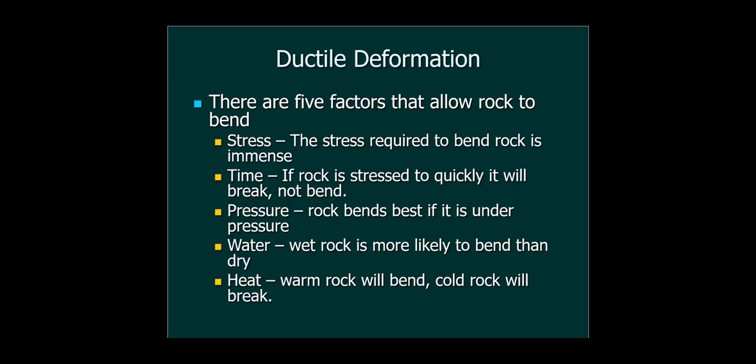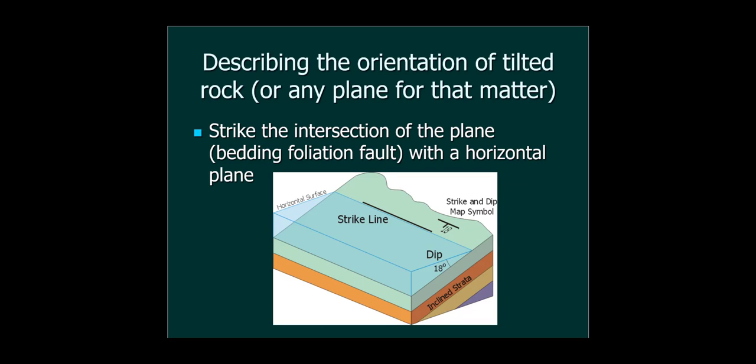It could be a bedding plane. It could be a fault plane. It could be a foliation plane. It could be any plane. Most commonly bedding, and then also foliation, and then also faults. Okay, those are the 3 big ones. But usually not the ground surface. We have topographic maps for that. Okay, and so how are we going to do this?